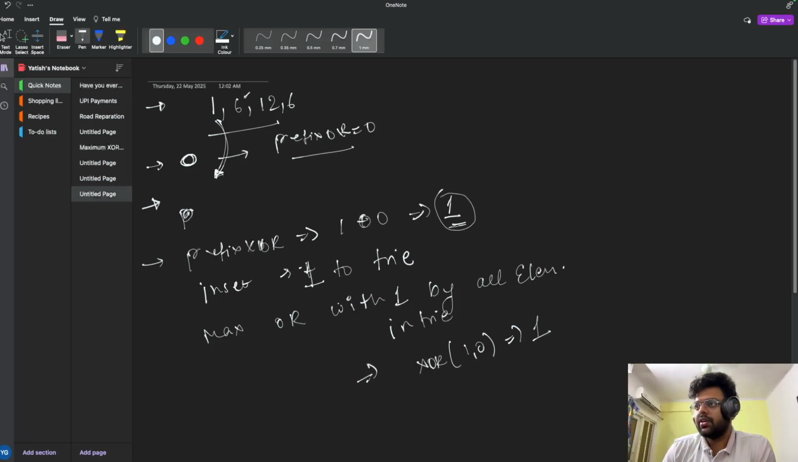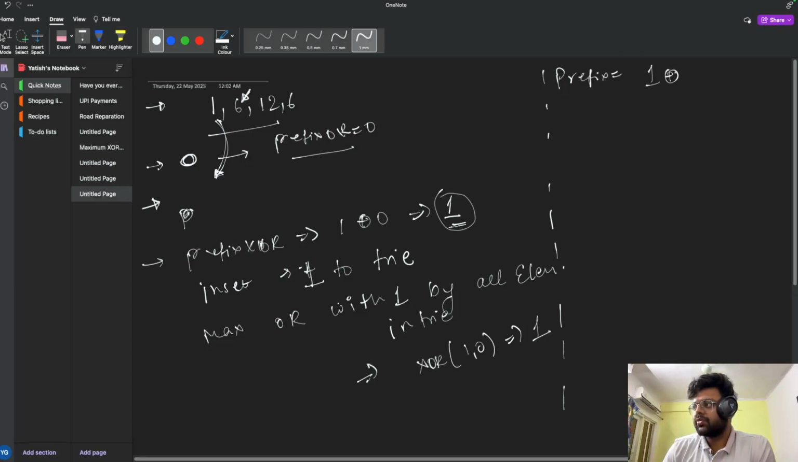Now when it's the time for 6, our prefix would be 1 XOR 6, which gives me 7. Then we insert 7, and the max for 7 would be the XOR with 0 and 1, because 0 and 1 are in the trie, so XOR of 7 and 0, and XOR of 7 and 1.